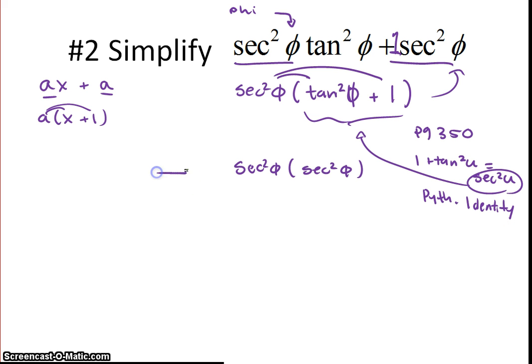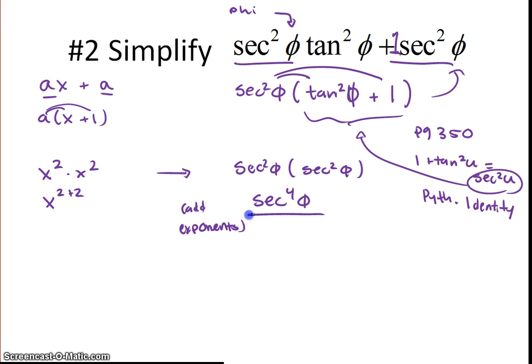And right here, algebraically, this is if you have an x squared times an x squared, you add your exponents, 2 plus 2. So instead of an x, we have a secant, so it's secant to the 4th of phi. You're adding your exponents. Okay, so we are done simplifying it. We know we're done. There's no fractions, so we can move on.